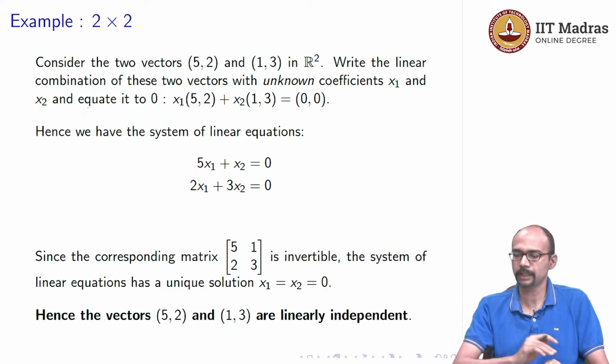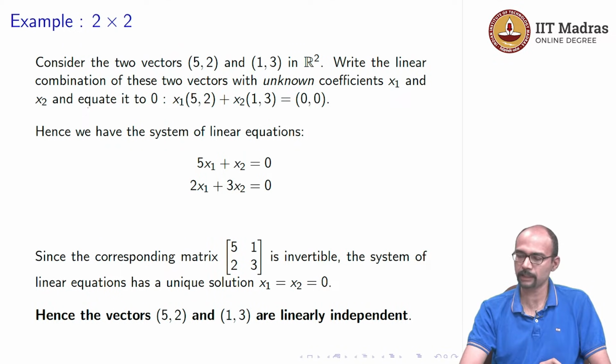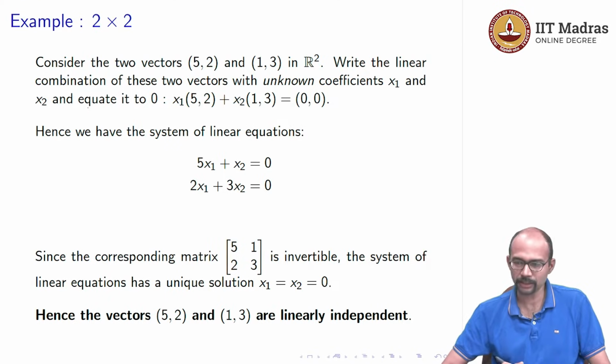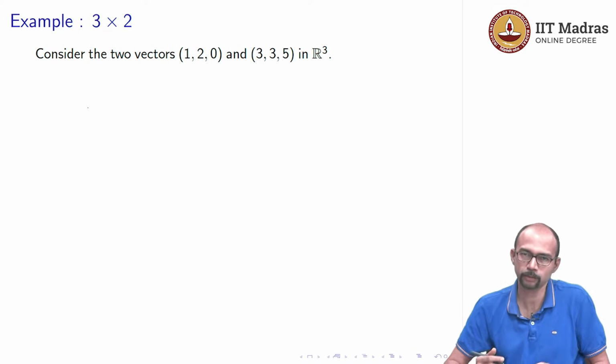So, the upshot is that the vectors (5, 2) and (1, 3) are linearly independent. I hope you have understood how to solve this question of whether two vectors are linearly independent or not. At least in this case, we are going to do a bunch of examples.